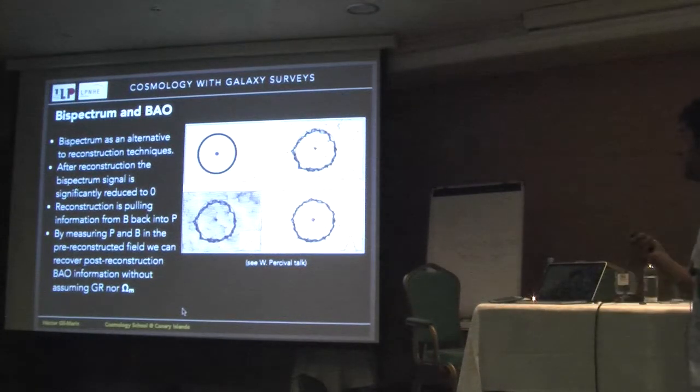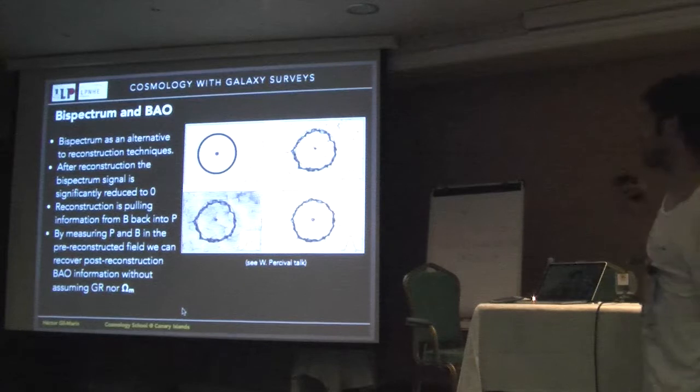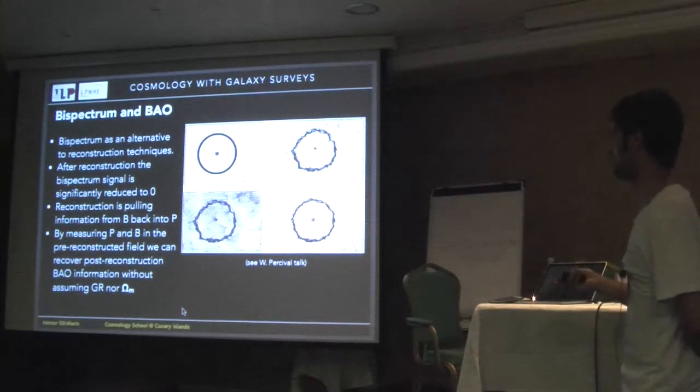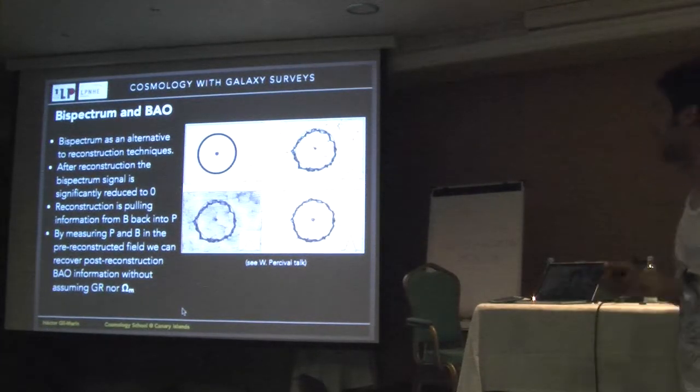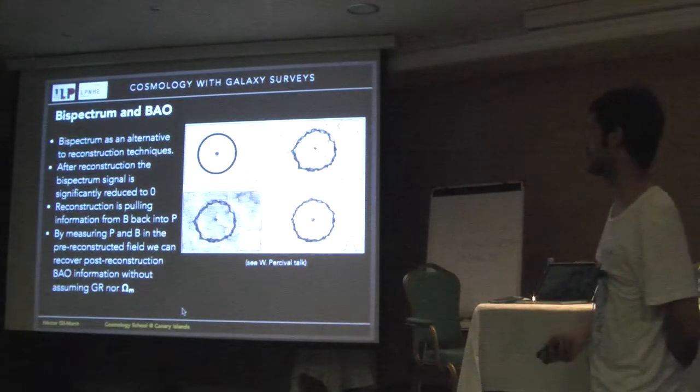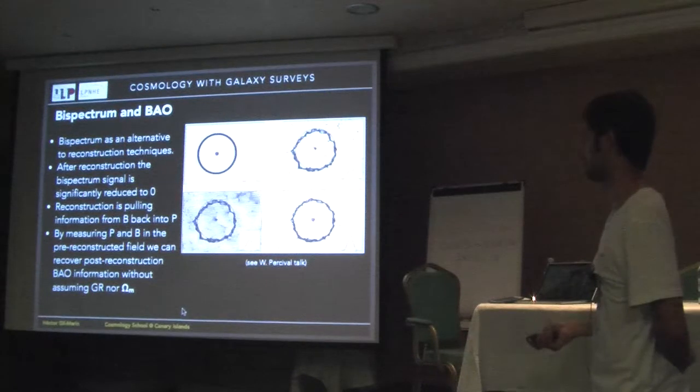So an alternative way of improving the measurements of BAO without doing reconstruction, and therefore without assuming a theory of gravity, is measuring not only the power spectrum, but also the bispectrum in the pre-reconstructed field. And by doing this, we can extract, in principle, as much information as from measuring the power spectrum in the post-reconstructed field.